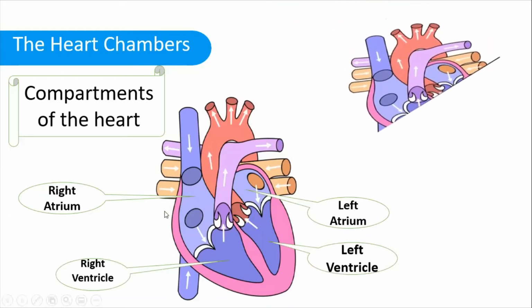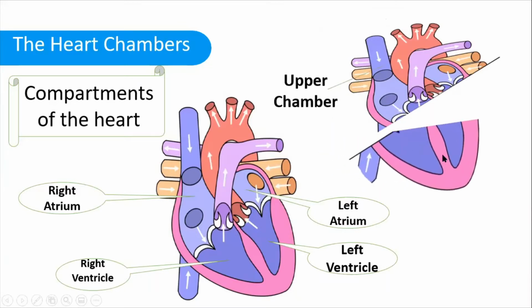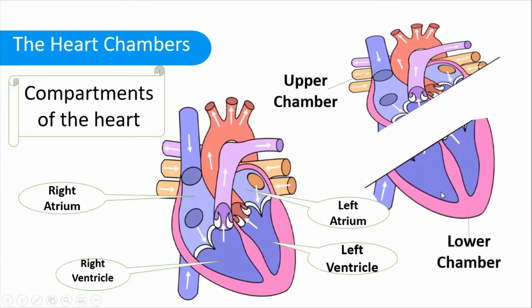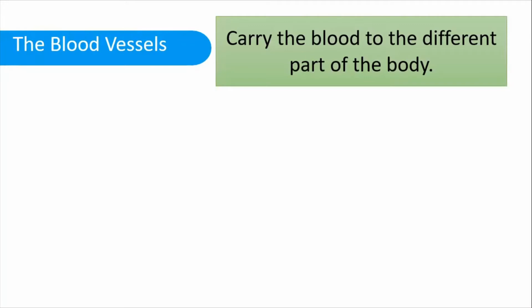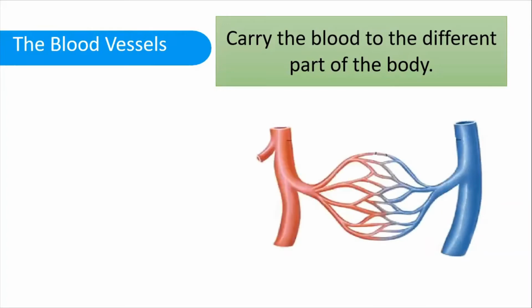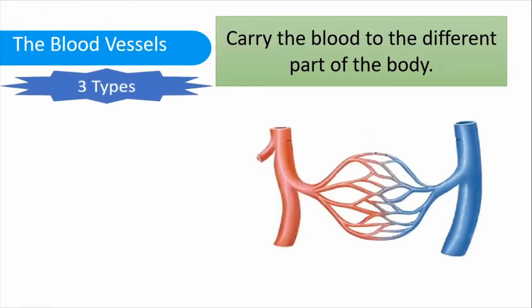But these were also categorized into two. The upper part is what we call the upper chamber, and the lower part is what we call the lower chamber. Aside from that, we also have the blood vessels. Blood vessels are the ones that carry the blood to the different parts of the body. Alright, it looks like that.